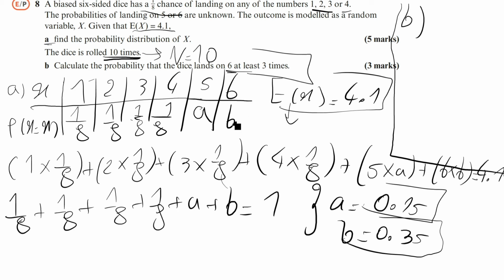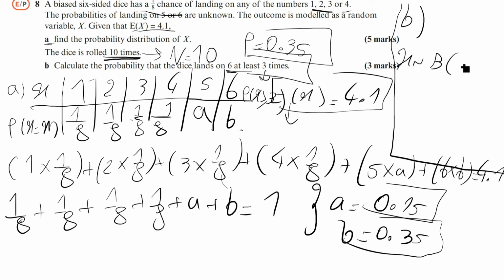Since it says on 6, we use p equal to 0.35, and our x value is 3, because it says at least 3, so x needs to be greater than or equal to 3. So x is distributed binomially with n = 10 and p = 0.35, and we need to find the probability of x being greater than or equal to 3. We can find this by doing 1 minus P of x less than or equal to 2.